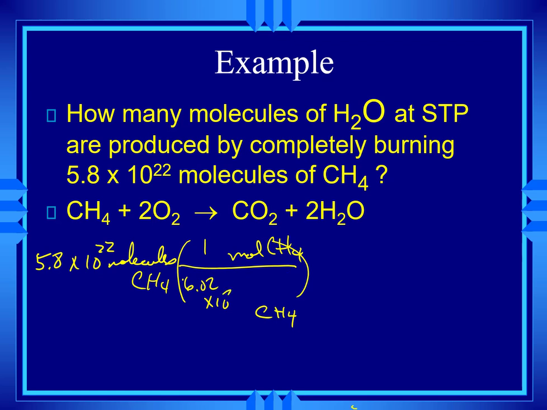6.02 times 10 to the 23rd molecules of CH4. Then I want to get rid of moles of CH4. And the purpose of changing to moles is so you can change chemicals. So I'm going to have moles of a different chemical, and the chemical I wanted was H2O. And there's a 2 in front of H2O and a 1 in front of CH4.